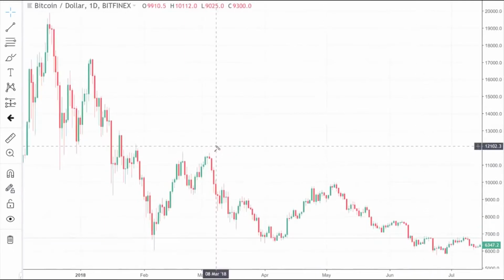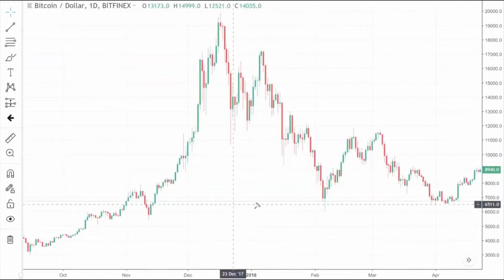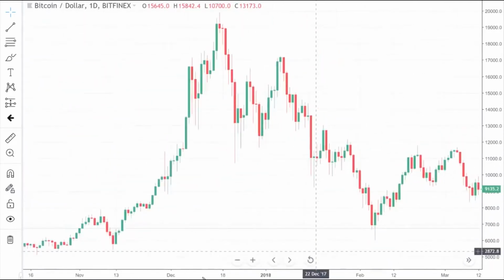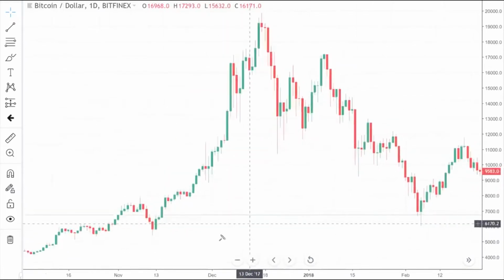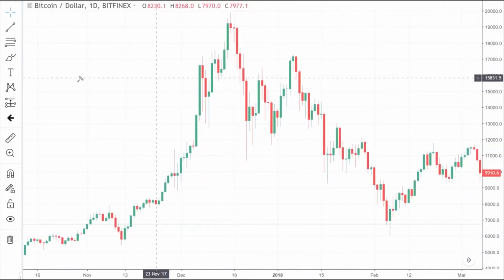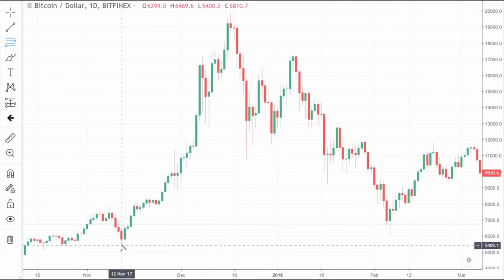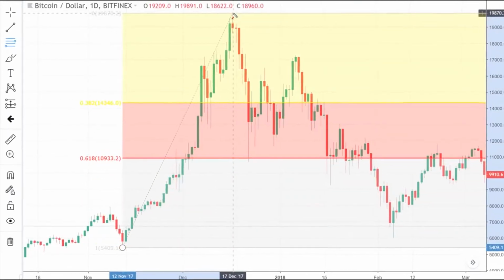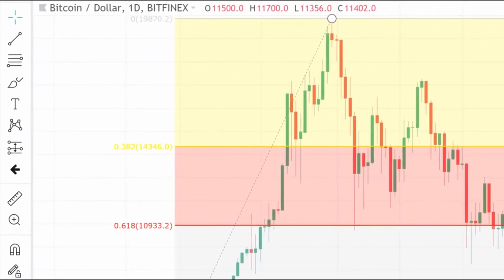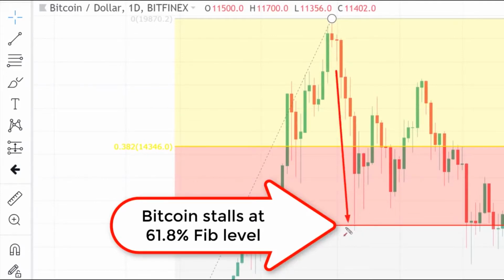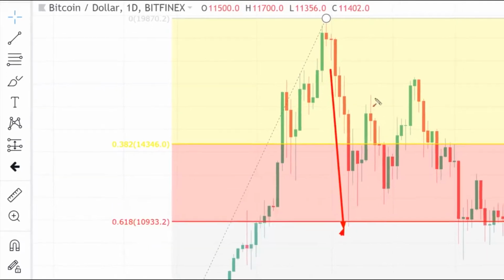By the way, this doesn't just happen in the downward direction, it happens also in the upward direction too. Let me show you. So notice this was the rally that occurred in Bitcoin last year in 2017. So if I just draw from this low to this high, look at this. Bitcoin dropped in December of last year. Bitcoin dropped right down to the 61.8% level and it bounced off that level.